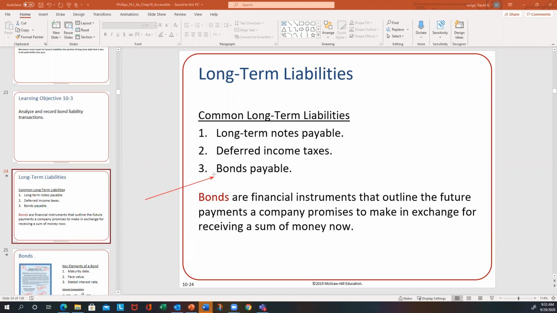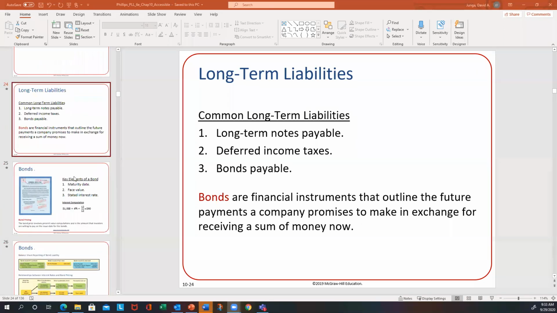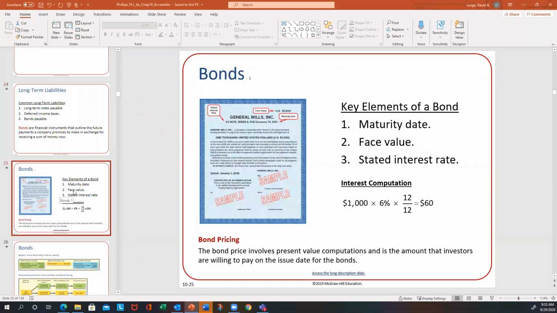But the one that's going to be a little bit different is this thing called bonds payable. So again, bonds are what companies typically sell, they put their company name on it, and it's a promise to pay a face amount on the bond plus interest. That's what the investor is going to get back as a return when they lend the money to the company, is they want to get back their interest. So let's take a look at some key elements of a bond.